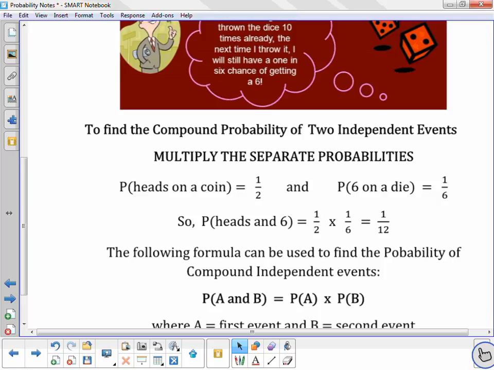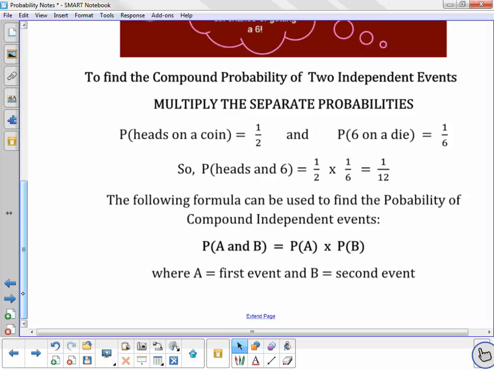You need to remember the rules of multiplying fractions. You multiply numerator by numerator and denominator by denominator. The following formula can be used to find the probability of compound independent events, which is probability of A and B equals the probability of A times the probability of B, where A is the first event and B is the second event.